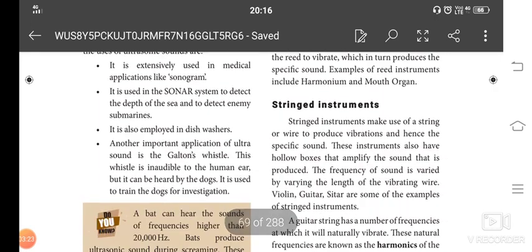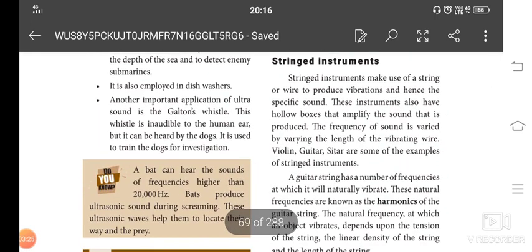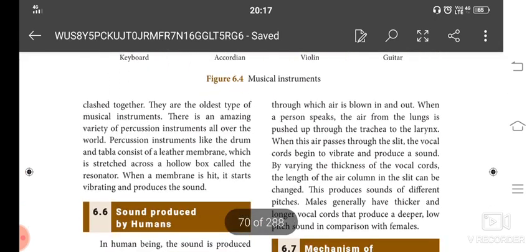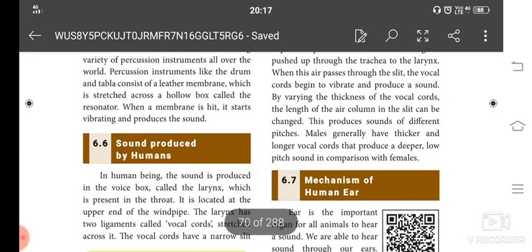Stringed means it is made with metal strings. Guitar, sitar, veena, violin are all stringed instruments. They can make a sound. Next, we have the percussion instrument. This instrument is made from the dry skin of an animal. When we touch the surface of the dry skin, it can make a sound. Drums are an example.